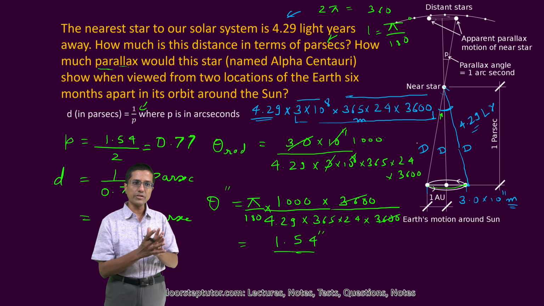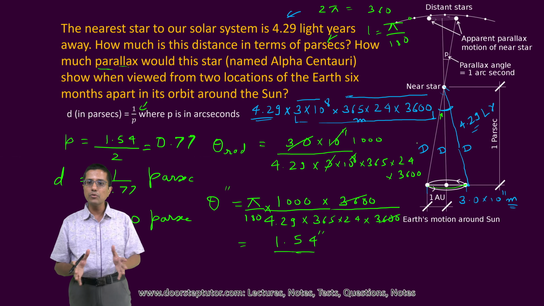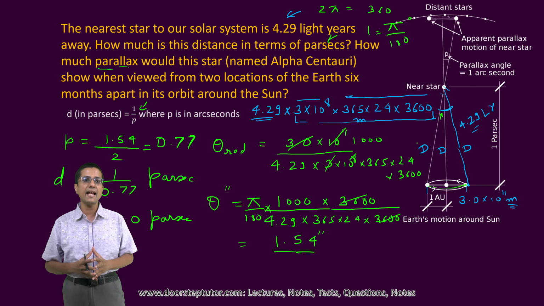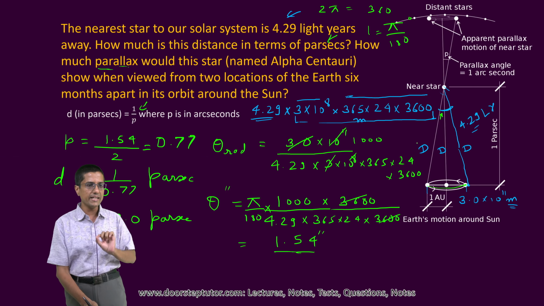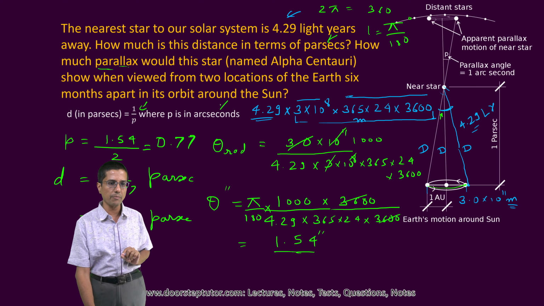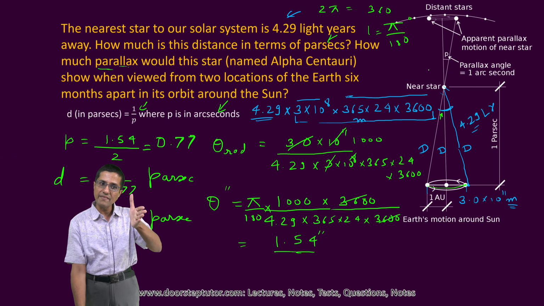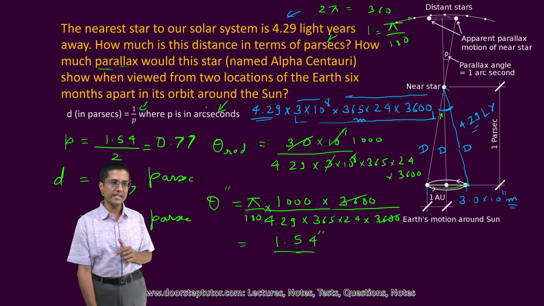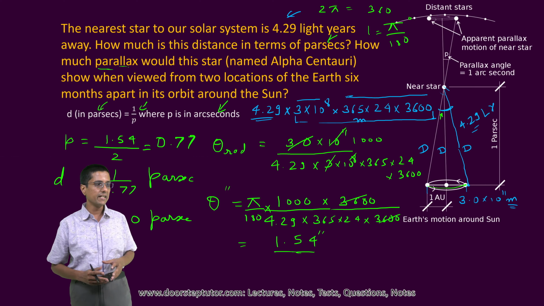So hopefully the concept of parsecs and how to compute the parallax angle is very simple, and at the same time this relation is important. You should remember this, that if the parallax angle between the sun and the earth is given in arc seconds, then if I take the inverse of it, the reciprocal of it, I will get the distance d in parsecs.